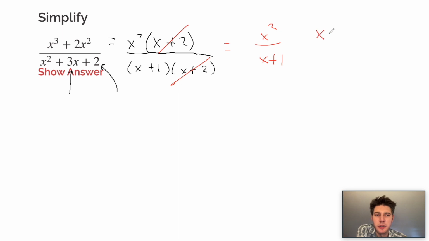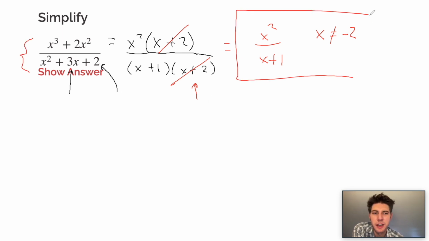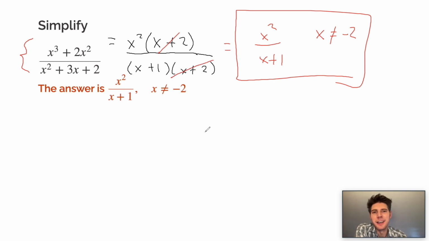And then we usually want to include that x can't equal -2 because of the fact that this would have given us 0 on bottom. And even though we canceled it, it's still kind of there because it was there in the original one. So this should be the answer to the question. And yes, that is the answer.